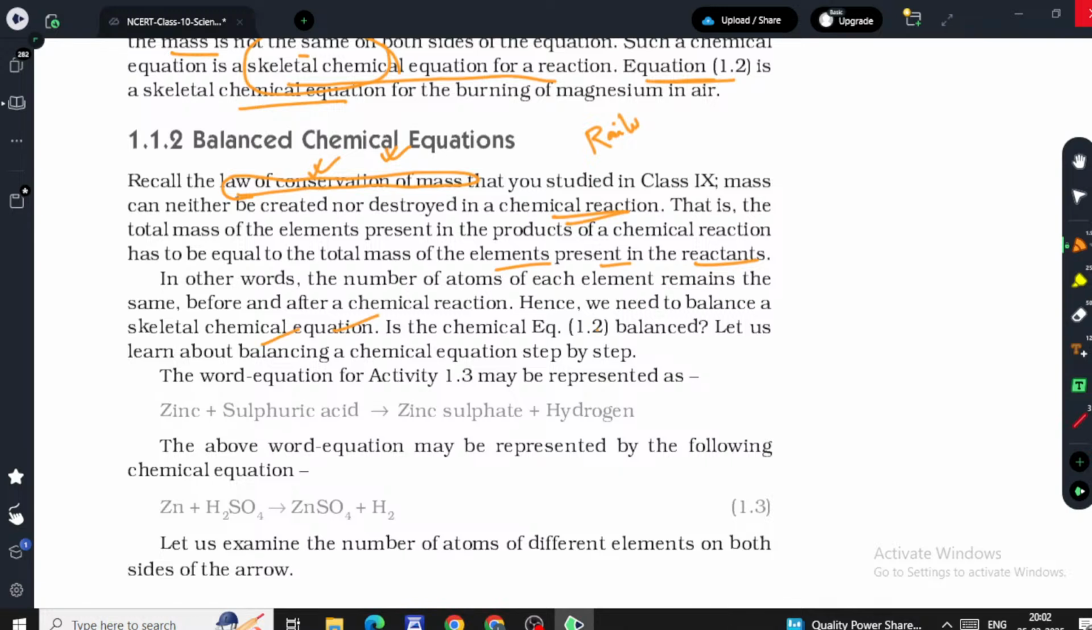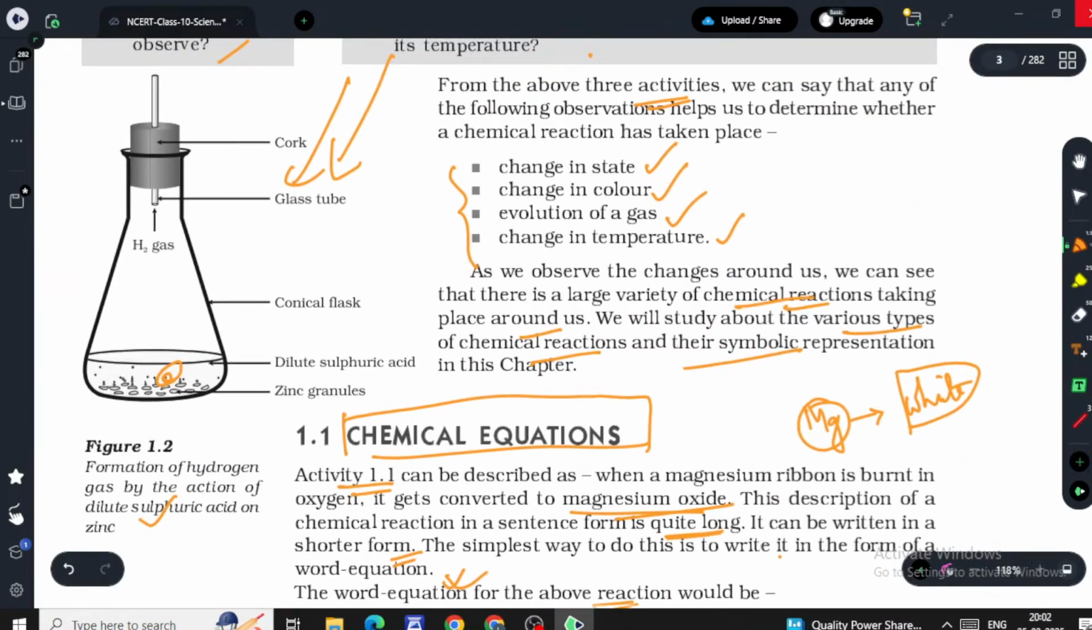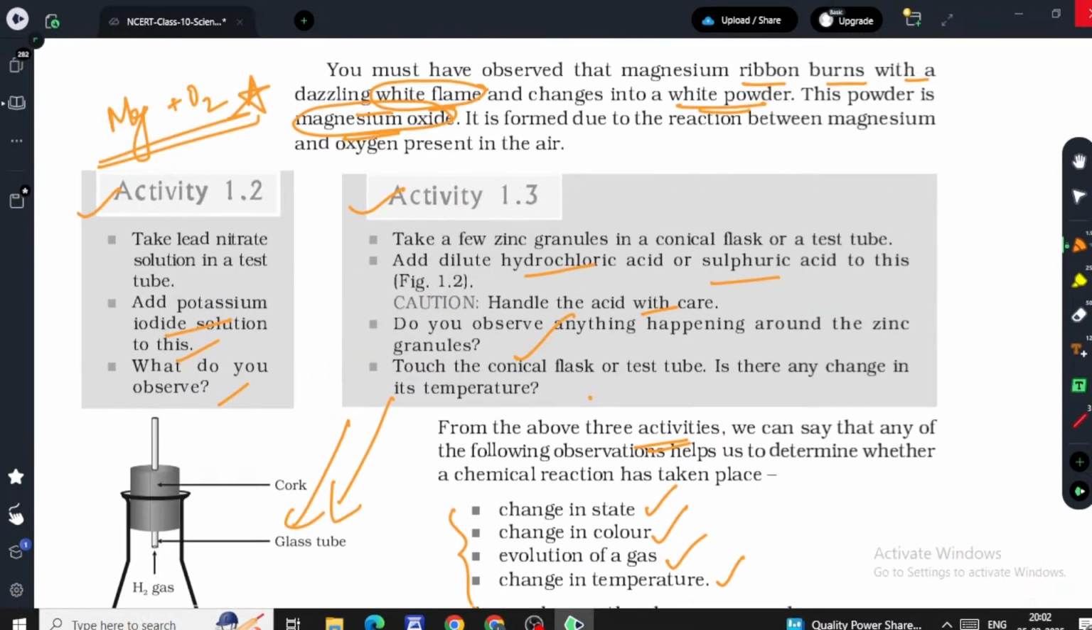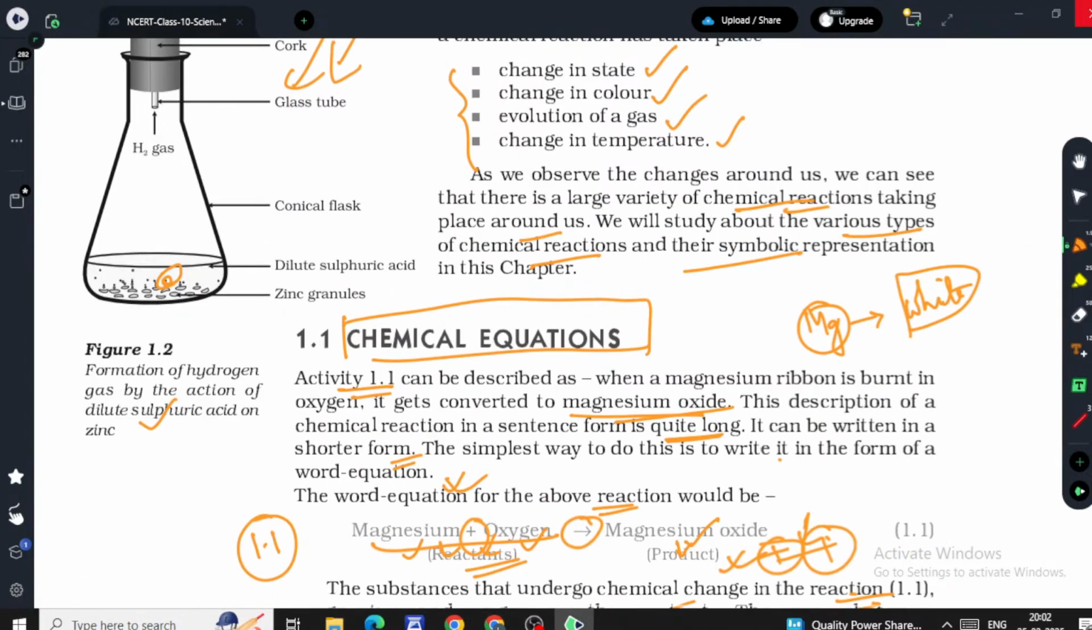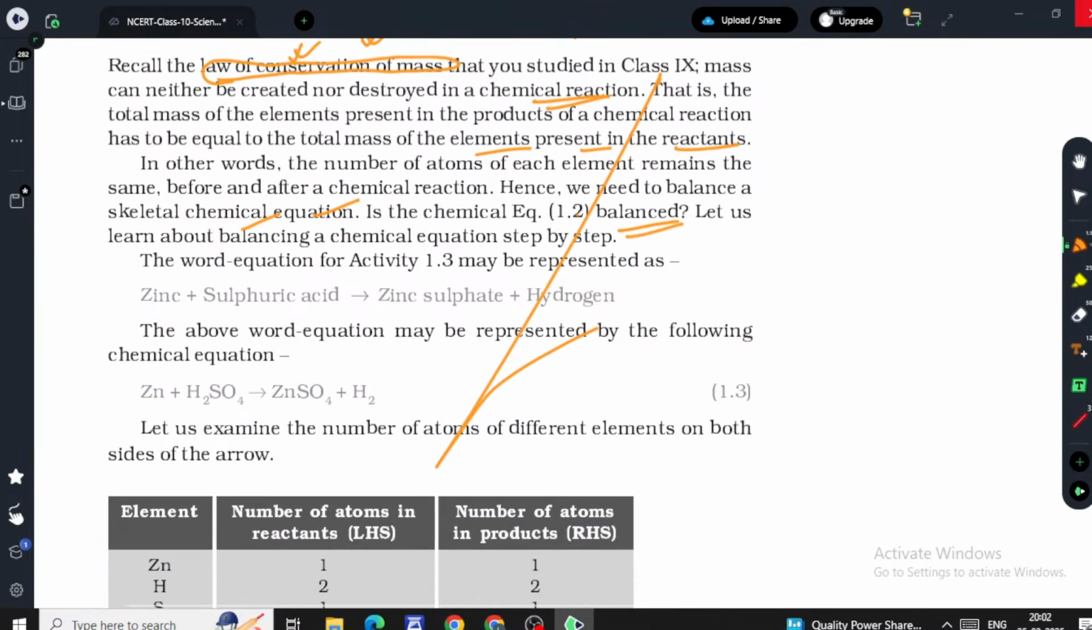Is the chemical equation 1.2 balanced? Now we go to the 1.2 equation. Where is the 1.2 equation? Okay, let us learn about balancing a chemical equation step by step.